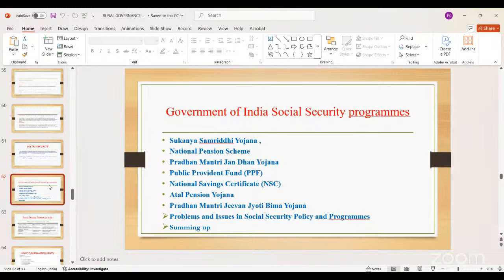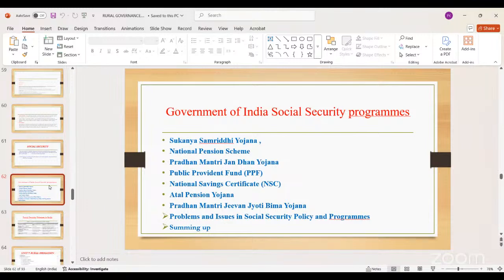So here there should be a contribution in the range of 1,000 rupees to a maximum of 1,50,000 annually, and here the government is giving some interest rate which can be changed also. Then there is another scheme called National Pension Scheme. Its aim is to address retirement needs of the people. So it is controlled by the Pension Fund Regulatory and Development Authority, and it also provides some tax benefits.